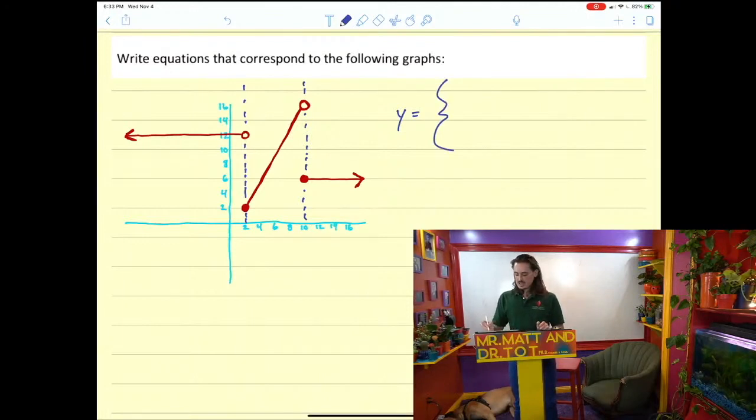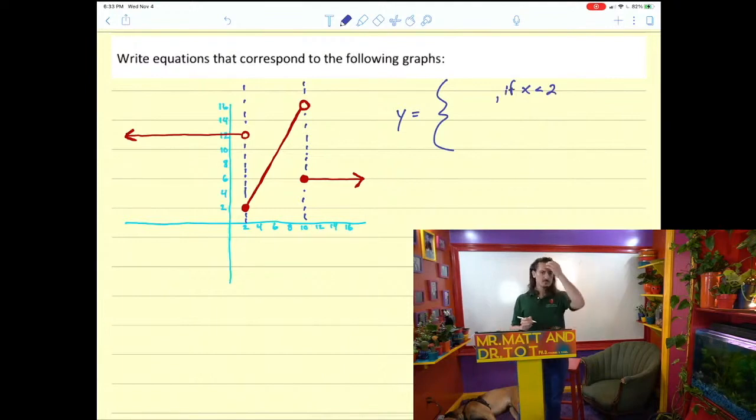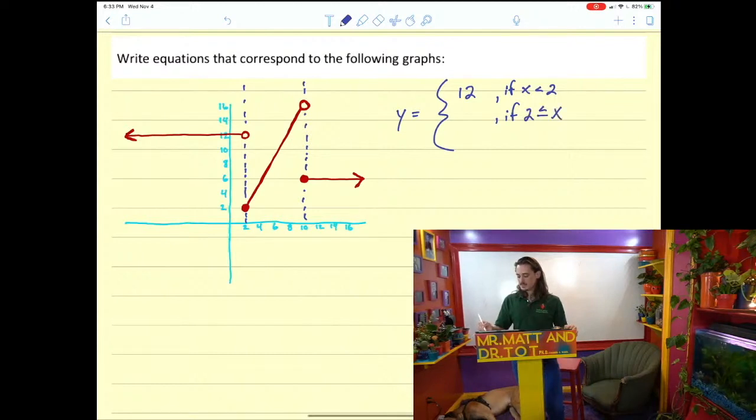The left-hand side, when x is less than +2, we can write the domain: if x is less than +2, and then we're going to write the equation here. This is just a horizontal line, so this is just y is equal to 12, if x is less than 2. Now the second domain is going to be inclusive to positive 2, but exclusive to +10. So +2 is less than or equal to x, but x must be less than +10.